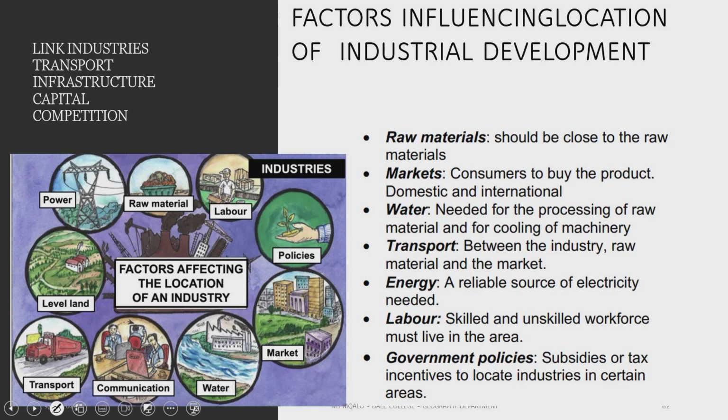Okay, factors influencing the location of industrial development. When an industry is about to be started, how do they know I must start it at this particular place? They have to look at the site factors or the pull factors. There has to be raw materials because an industry is all about changing a raw material into a value-added good. So it should be close to the raw materials.